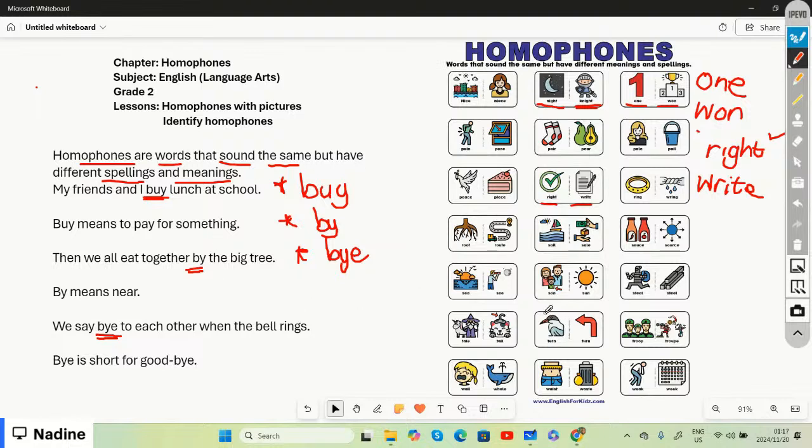Then we look at the next one, sun. And we have son as in son, which is a boy child. A boy child is the son of their parents. And then we have sun as in sun, which is the sun that shines during the day on a warm and sunny day.